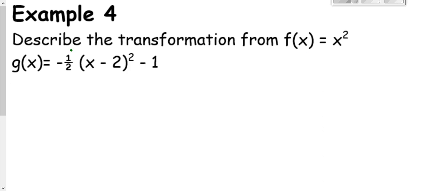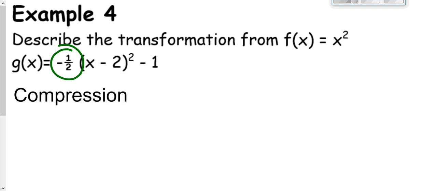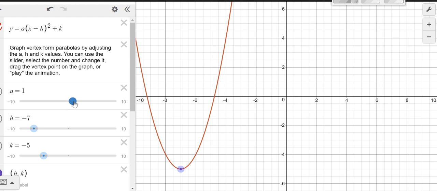So example 4, again, we're looking at that a value. Now I see two things. I see a fraction. Is a fraction greater than or less than 1? It's definitely less than 1, which means would that be a stretch or a compression? It's a compression. Anything less than 1 is a compression, so we definitely have a compression. But I also notice that we have that negative right there. And so what does a negative mean? A negative means that it's reflecting, right? If we look back to Desmos and I move that down into the negatives, it is reflecting.